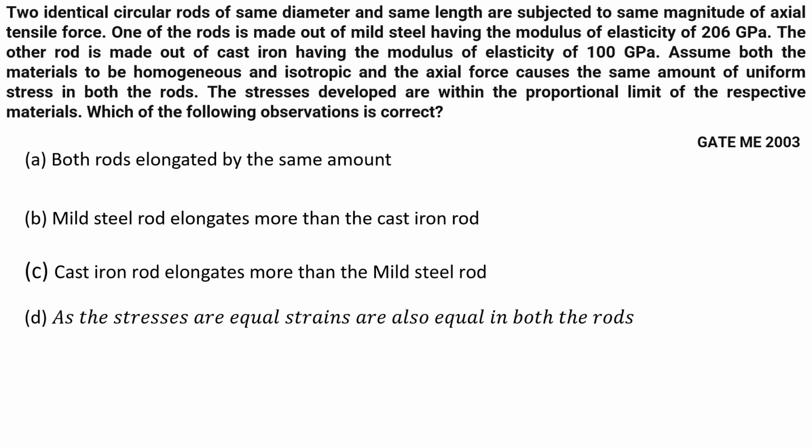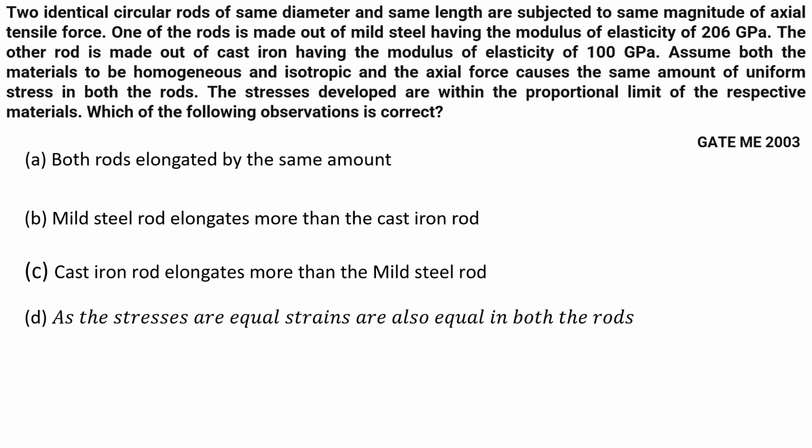Option A, both rods elongated by the same amount. Option B, mild steel rod elongates more than the cast iron rod. Option C, cast iron rod elongates more than the mild steel rod. Option D, as the stresses are equal, strains are also equal in both the rods.